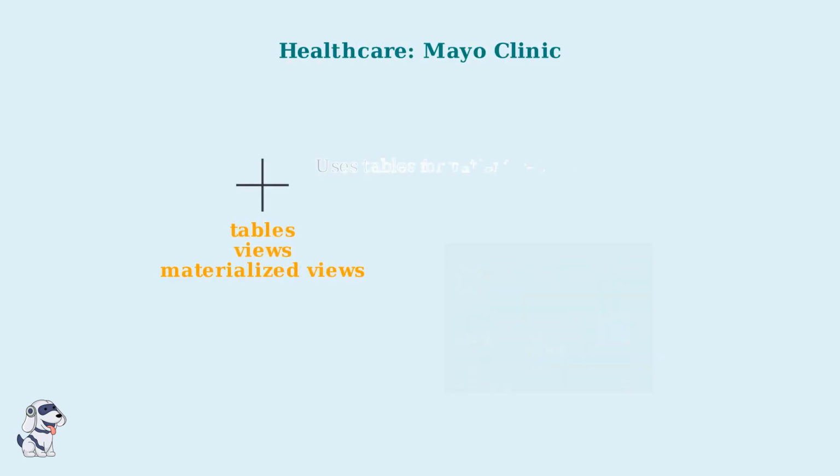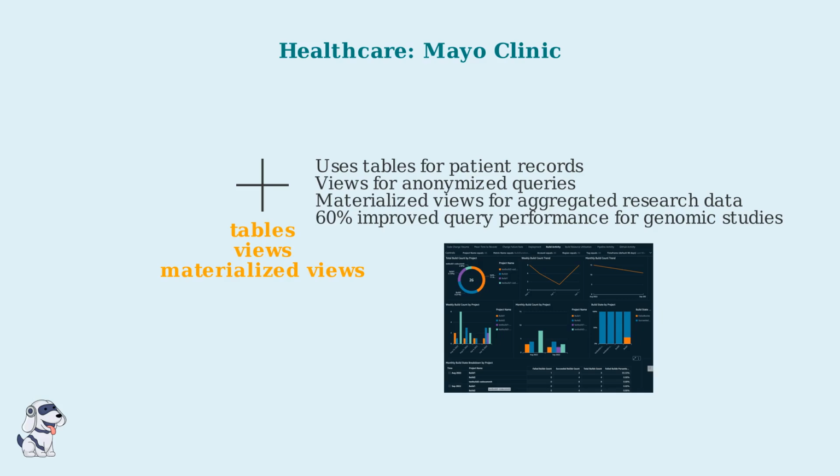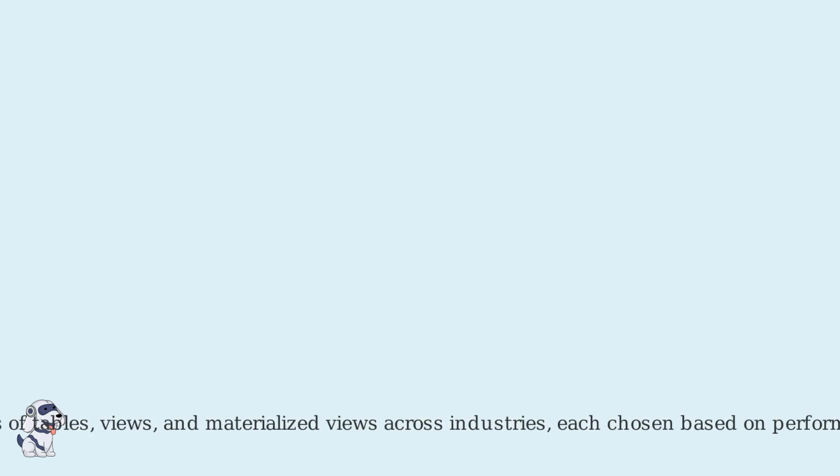Healthcare providers like Mayo Clinic use tables for storing patient records, views for anonymized queries to ensure privacy, and materialized views for aggregated research data in BigQuery. This hybrid approach improved query performance by 60% for genomic studies, with automated refreshes providing cost savings. It illustrates how each tool serves specific security and performance needs. These examples demonstrate the diverse applications of tables, views, and materialized views across industries. Each tool is selected based on specific performance, cost, and data freshness requirements, enabling organizations to optimize their data strategies effectively.